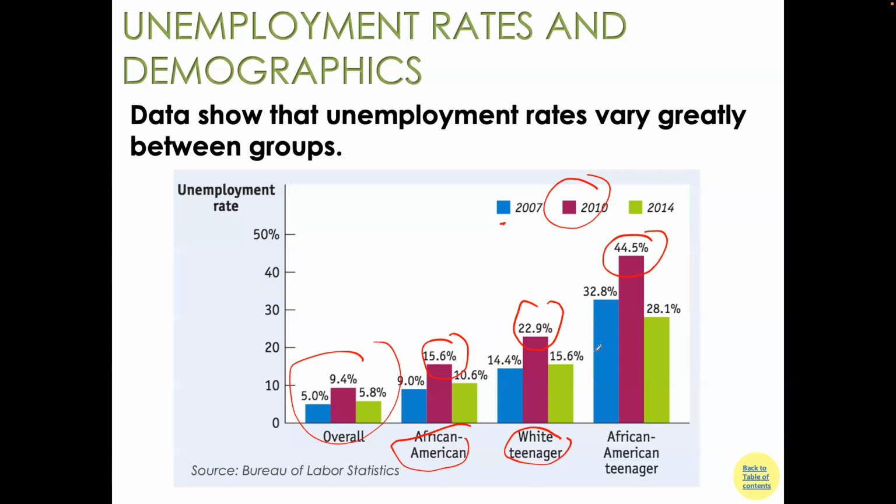But what happens to subgroups like teenagers and African Americans if they have a much higher unemployment rate compared to the general population? What are the potential social issues you can think about? Why do economists care about those numbers? Usually this is going to lead to inequality, right? Because some groups are going to be worse off compared to the others.